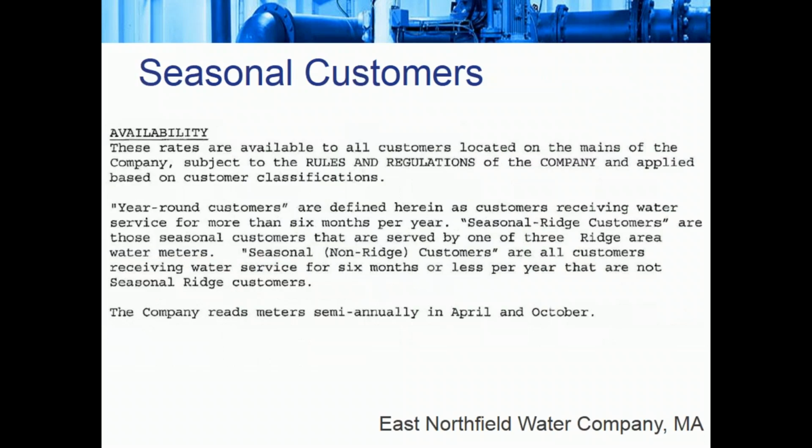We also see, and this may be of interest to some of you, seasonal rates. So this is the East Northfield Water Company in Massachusetts that has a separate rate for seasonal customers. So year-round customers are given one rate, and then the seasonal customers, when they come in, are given a different rate, and the rate is higher during the high season. So for some of you, summer may be the high season. For some of you, winter may be the high season. But this is an example of a rate where during the time that water use goes up significantly, the rate changes to take into account those customers that are coming in for part of the year.